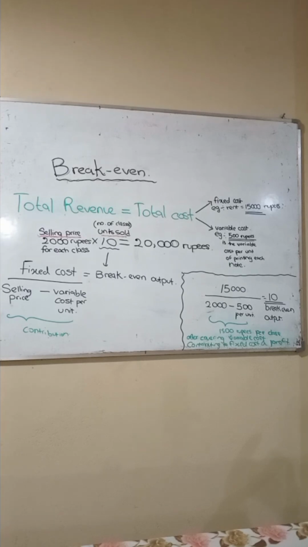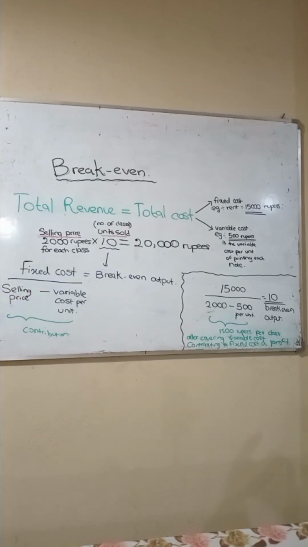That means I have to do at least 10 classes each and every month to pay off my bills, which is 20,000. Of course, you don't have to do a lot of calculations, you can clearly understand. But usually, in your exam, they will ask you to do the break-even calculation. This is how we do it: you take the fixed cost divided by selling price minus variable cost per unit, that means the cost of producing just one unit. In my case, it's 500, and my selling price is 2000.